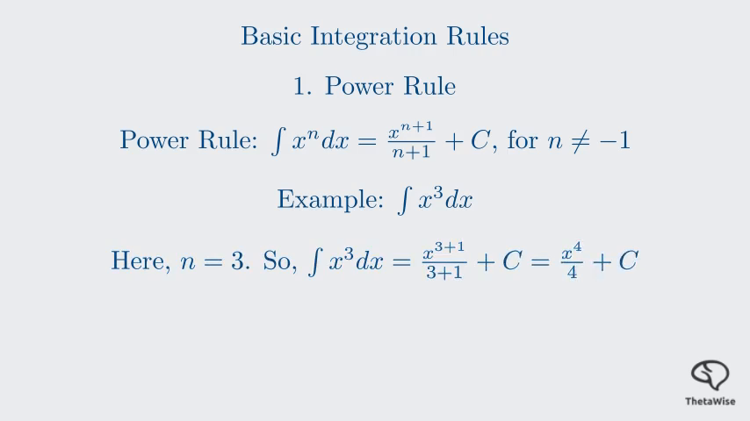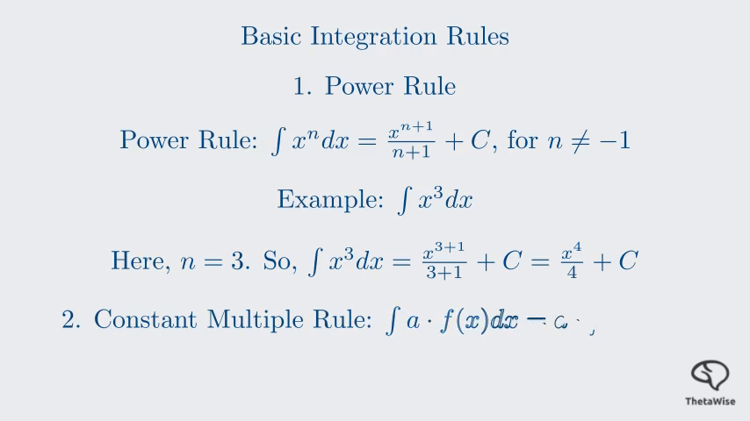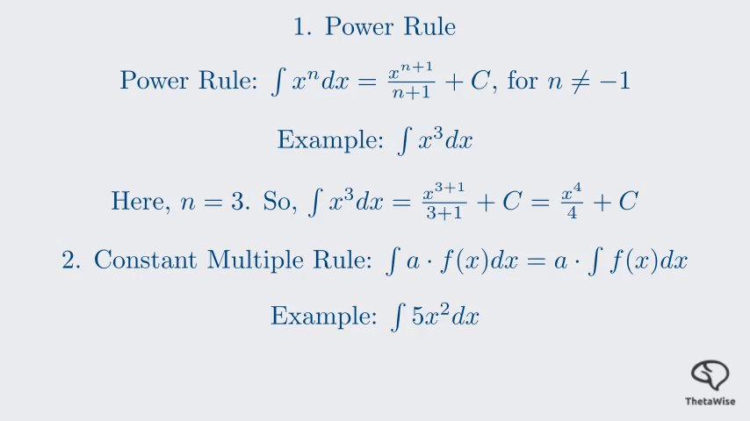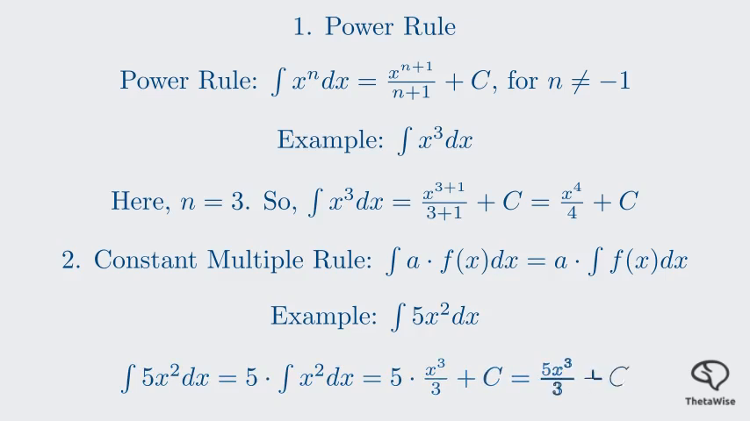Next, we have the constant multiple rule. This rule says that if you have a constant, a, multiplying a function, you can pull the constant outside the integral sign. This makes calculations much simpler. For example, let's integrate 5 times x squared. We can pull the 5 out. Then we integrate x squared using the power rule, which gives us x cubed over 3. Multiplying by 5, we get 5x cubed over 3 plus c.